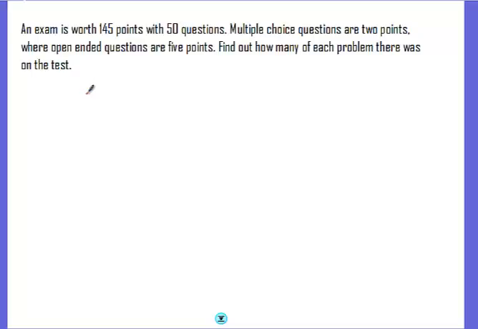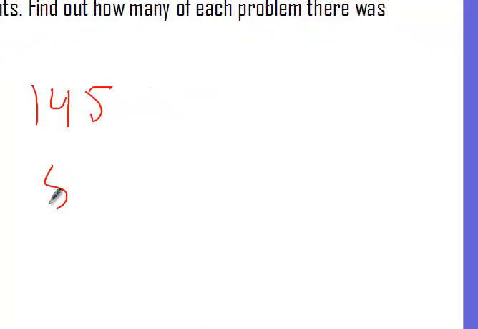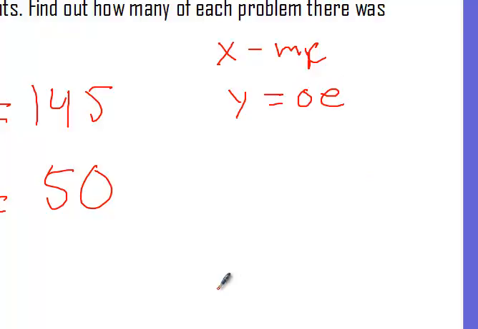Multiple choice questions are 2 points, where open-ended questions are 5 points. Find out how many of each problem there was on the test. All right, so we know that one equation has to deal with the points. Another equation deals with the number of questions. I'm going to say x is multiple choice, y is open-ended.